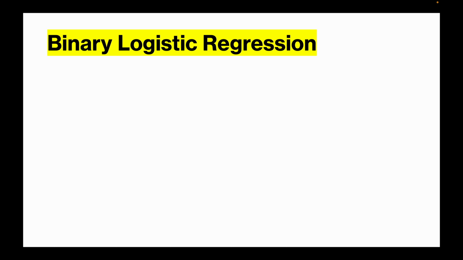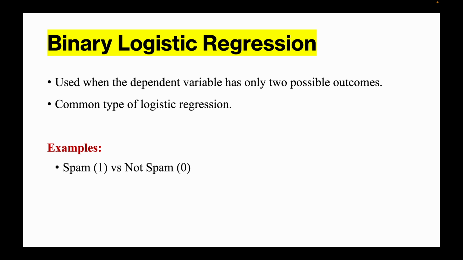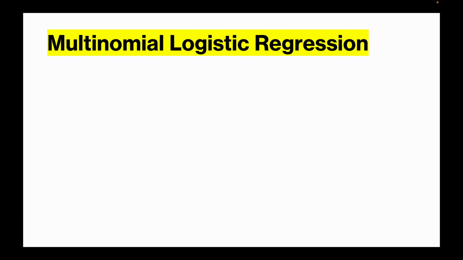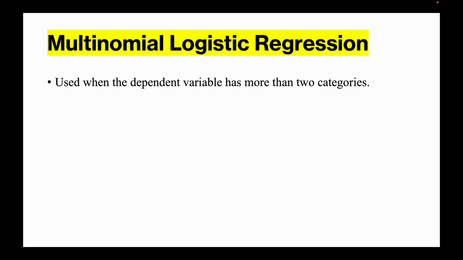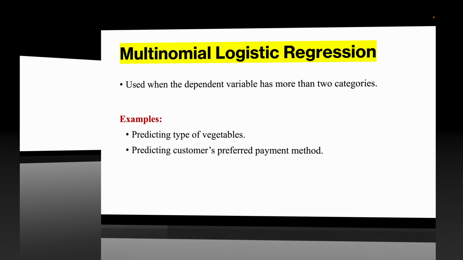Binary logistic regression. This is used when the dependent variable has only 2 possible outcomes, and this is the common type of logistic regression. The examples are, we can categorize results as spam versus not spam, similarly pass versus fail, or yes versus no. Multinomial logistic regression. This is used when the dependent variable has more than 2 categories, unordered. The examples are predicting the types of vegetable like broccoli, beans, eggplant, and so on. And another is predicting customers' preferred payment method, either cash or card or online.